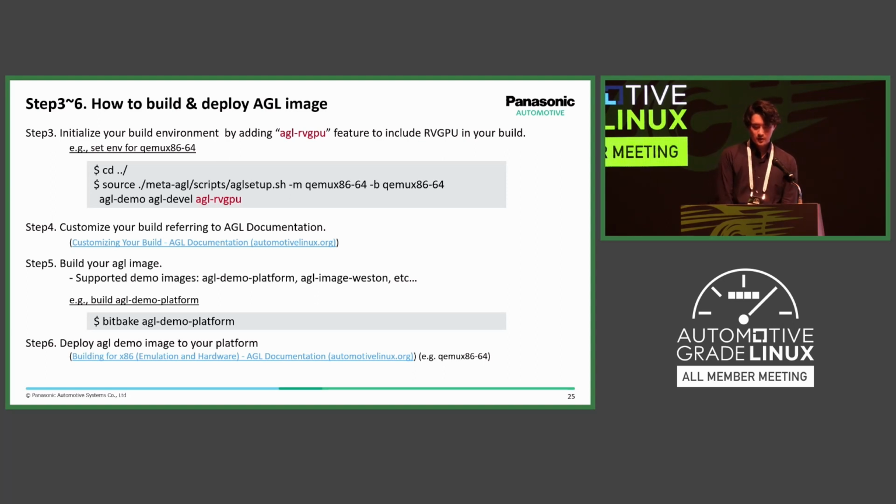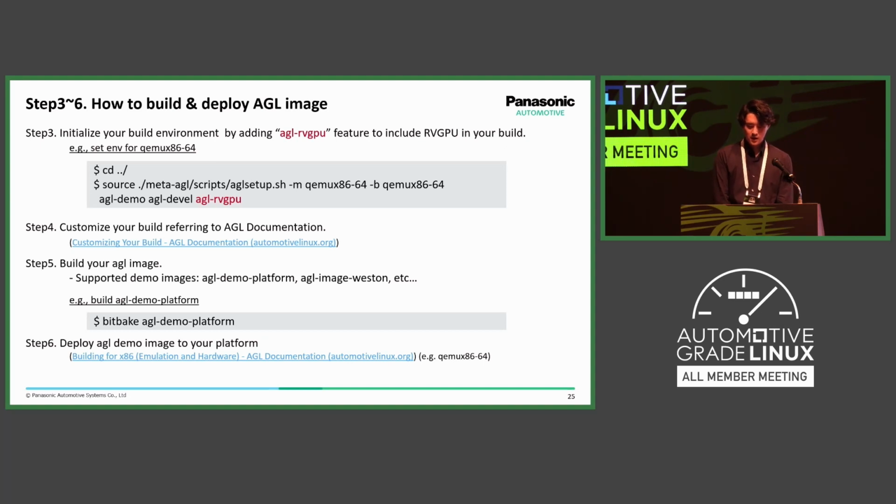Step 5, build your AGL image. Currently, RBGPU supports the AGL demo platform and AGL image Weston, etc. as the AGL demo image. Here is the example command of building the AGL demo platform.